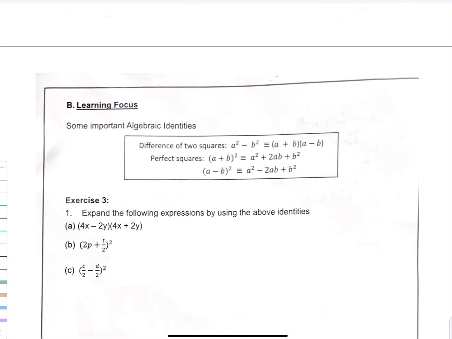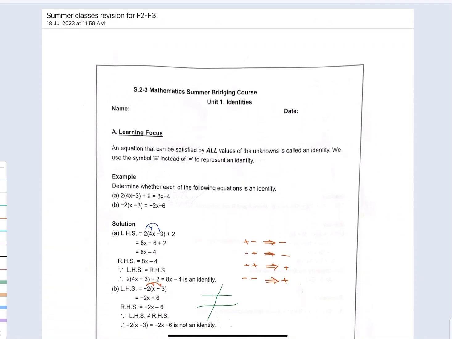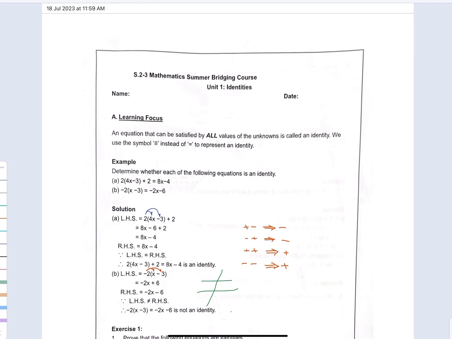Or maybe I can continue this in the next video, right? That will be better. So in this video, we go until part A, learning focus. And then this page 4, 5, and 6, I will make it in the next video. So till then, bye-bye, see you. Yeah, so those were the first part of the identities.